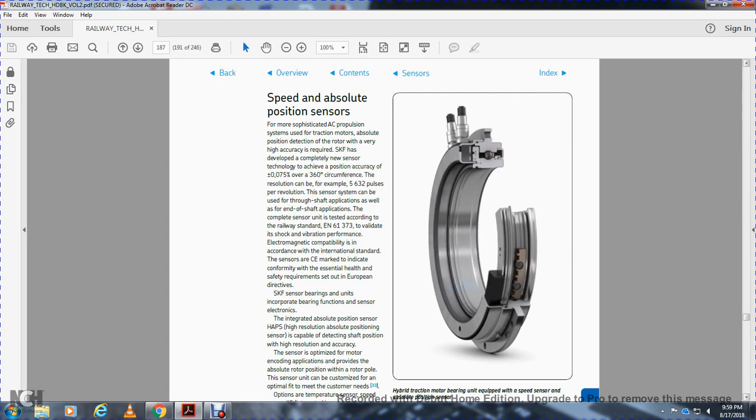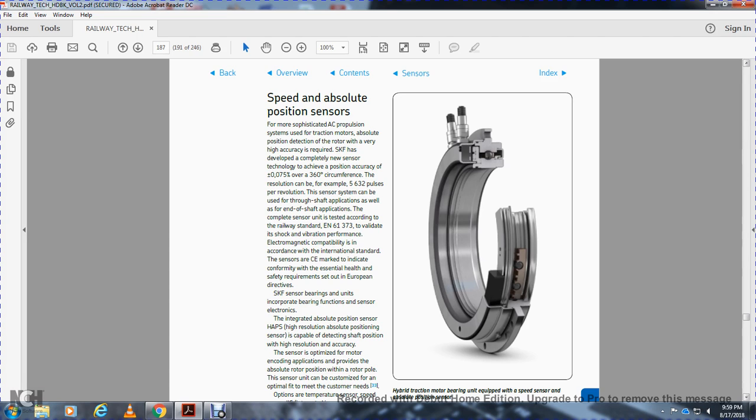Now for speed and absolute position, it is time for more sophisticated AC propulsion systems. For traction motors, absolute position detection of the rotor requires very high accuracy. SKF developed a completely new system and technology to achieve a position accuracy of plus or minus 0.07% over 360 degrees, with a resolution of, for example, 5632 per revolution.